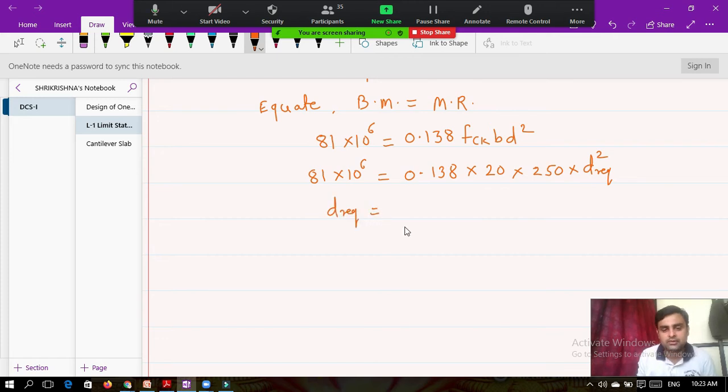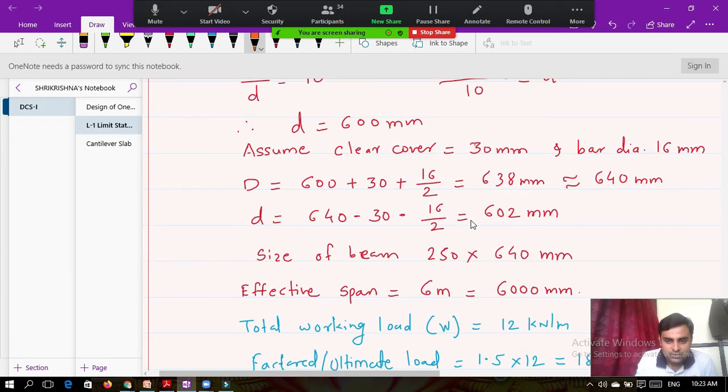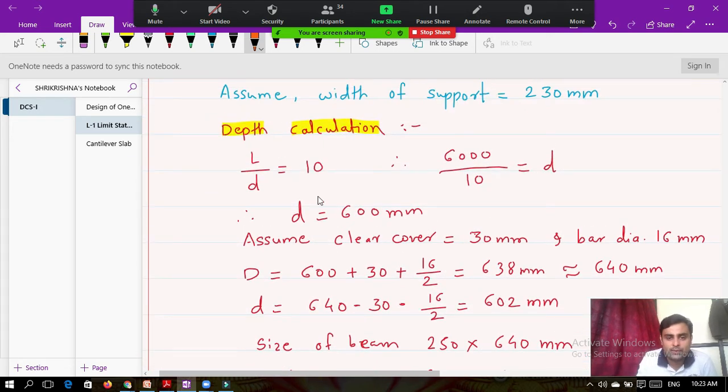What is the answer? Let me know the answer please fast. It is 342.62 mm. Okay, so this is the required depth, and what we have provided? We have provided 602 at the top. We have calculated that depth from this calculation. L by D ratio is 10 we have taken.